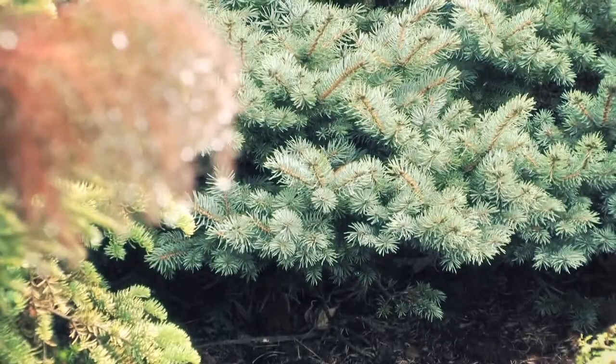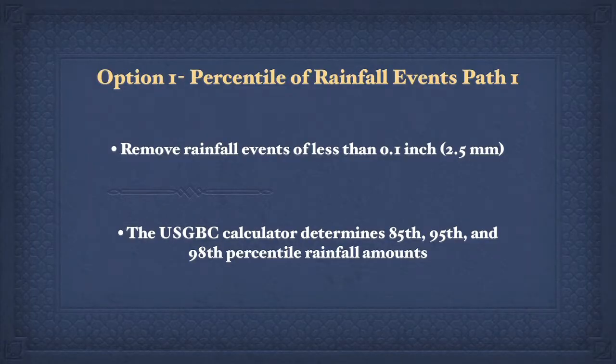The USGBC calculator determines the 85th, 95th, and 98th percentile rainfall amounts. If using another spreadsheet software, apply a percentile function or similar to obtain results.